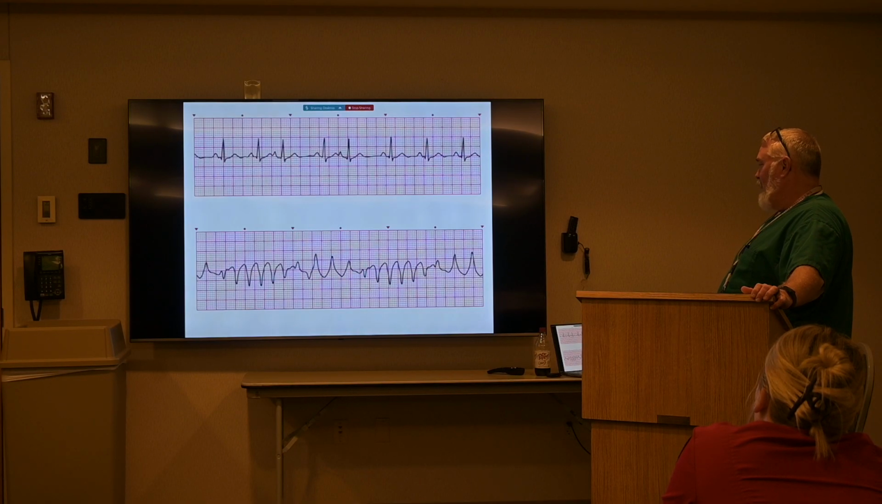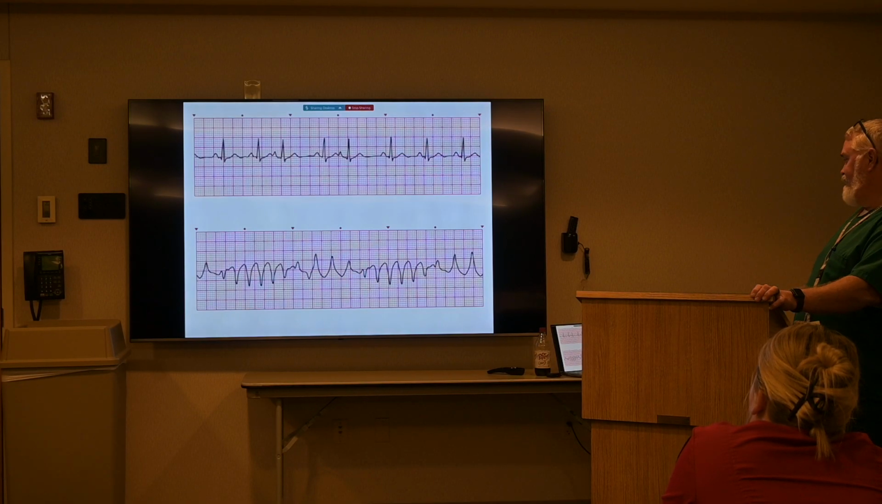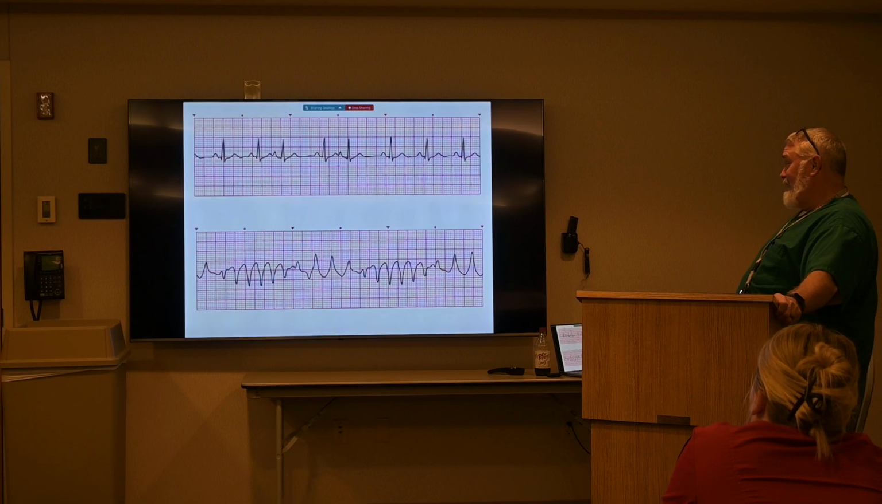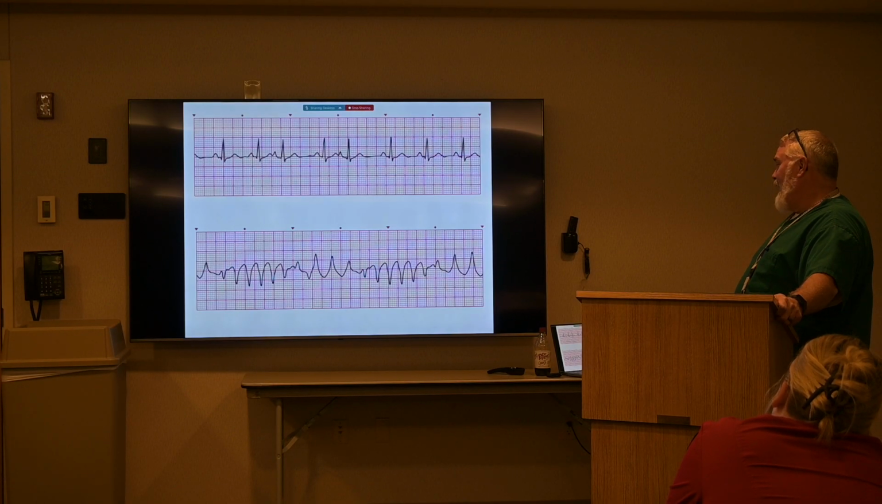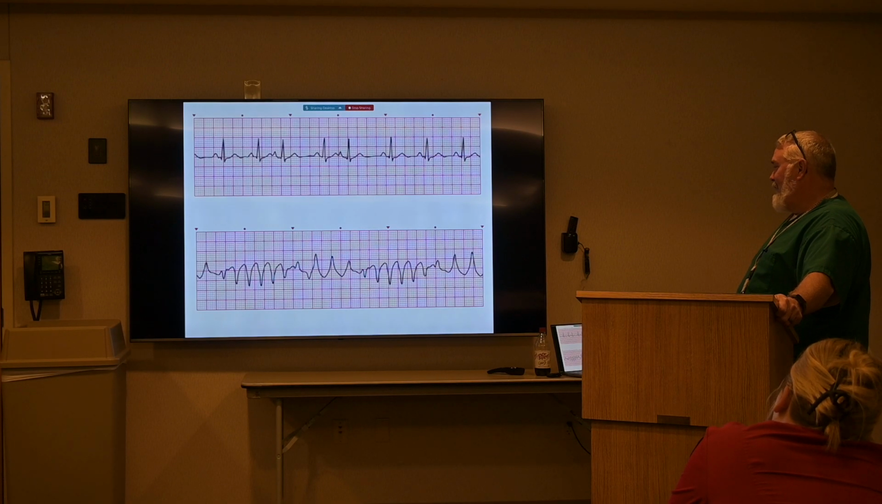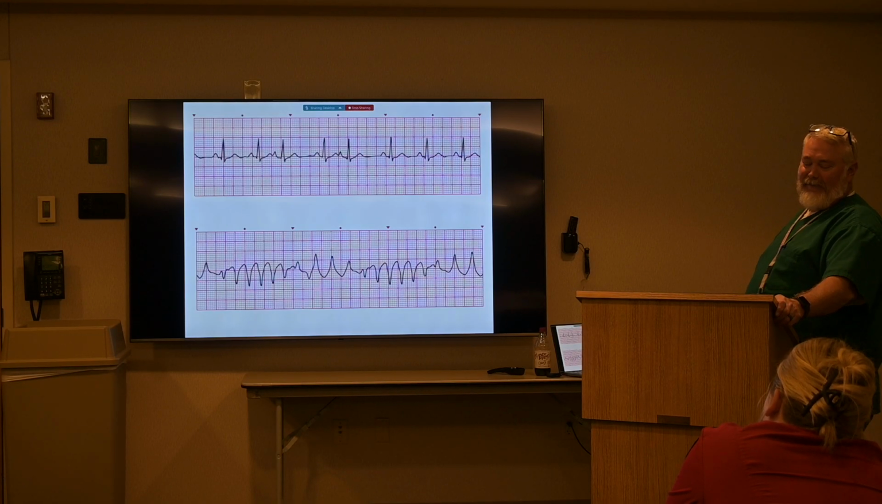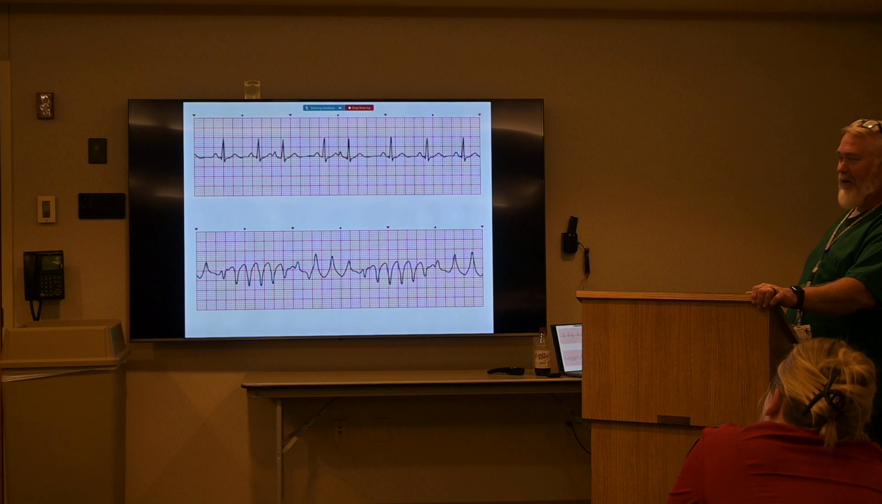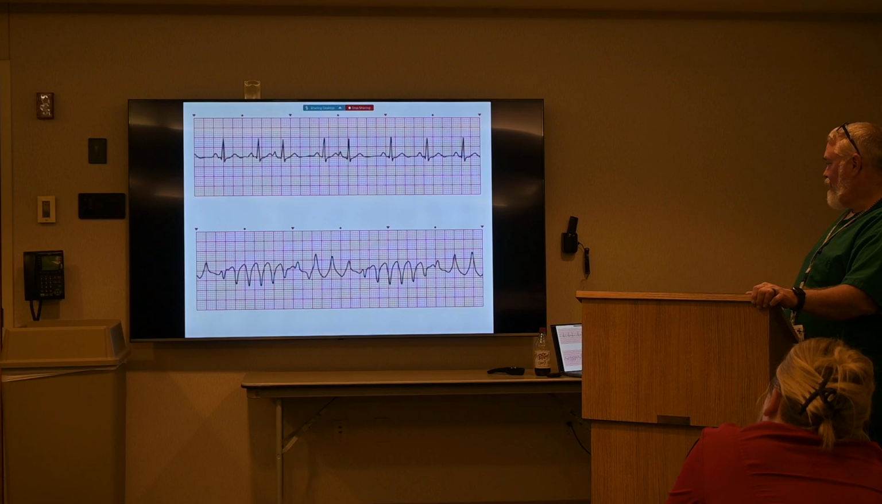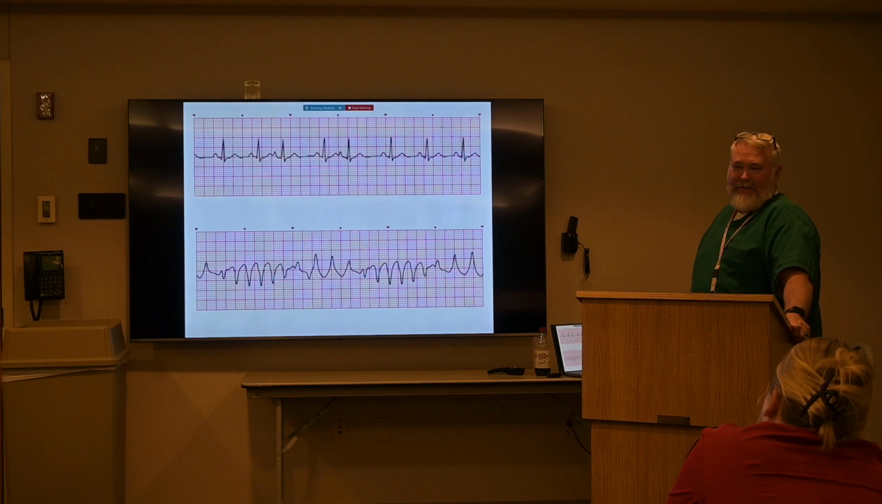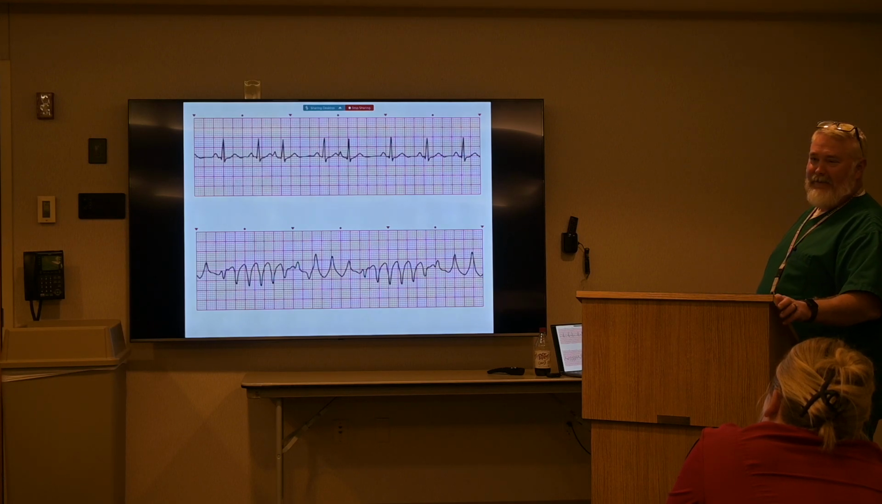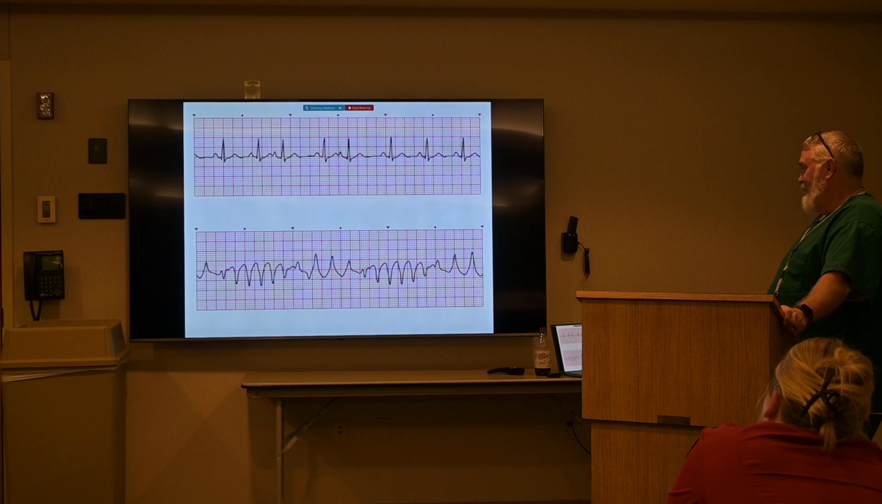Bottom one, is it regular? No, I wouldn't call it. Scary. Yeah, it looks scary. What's the rate? Can you figure the rate? I mean, it's fast. Can you see P waves? No. Do you have a PR interval? No, you can't see it. Well, how about the QRS complexes? They're widened. They're polymorphic. What would you say that is?